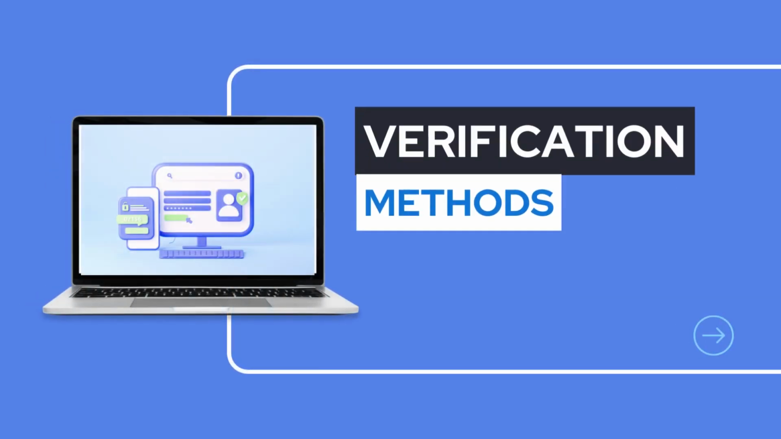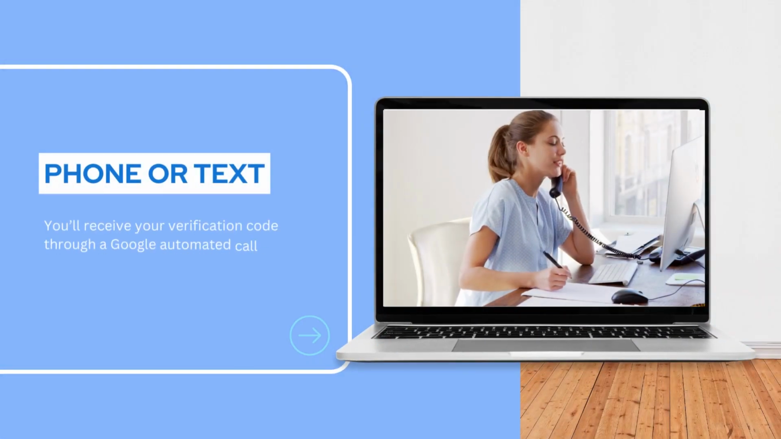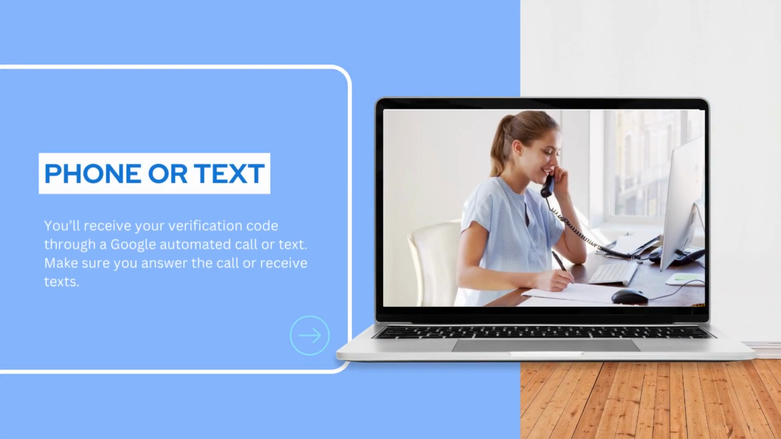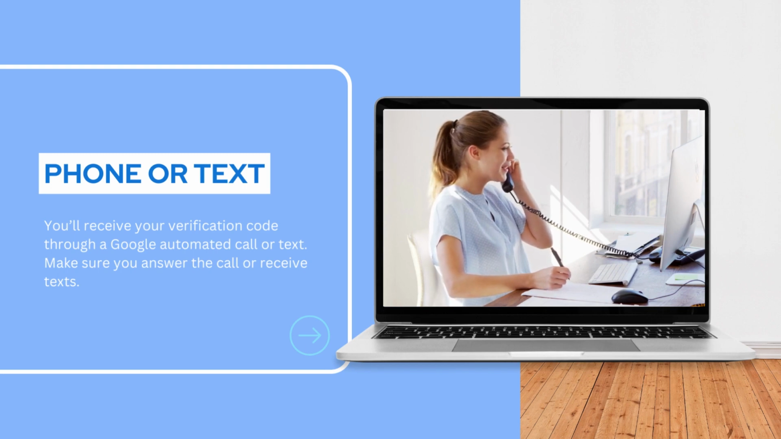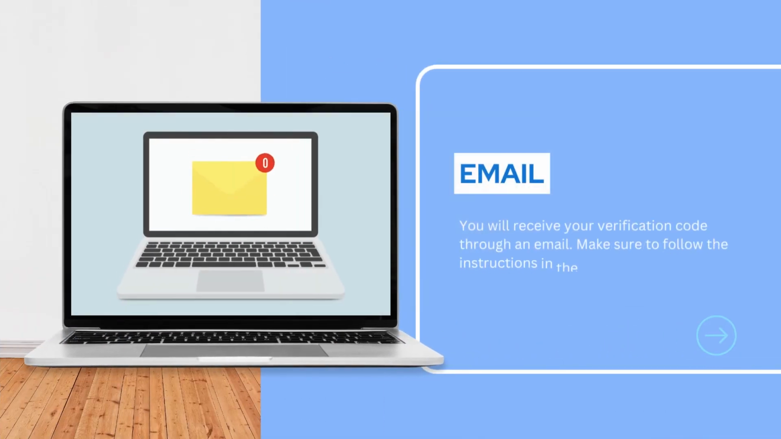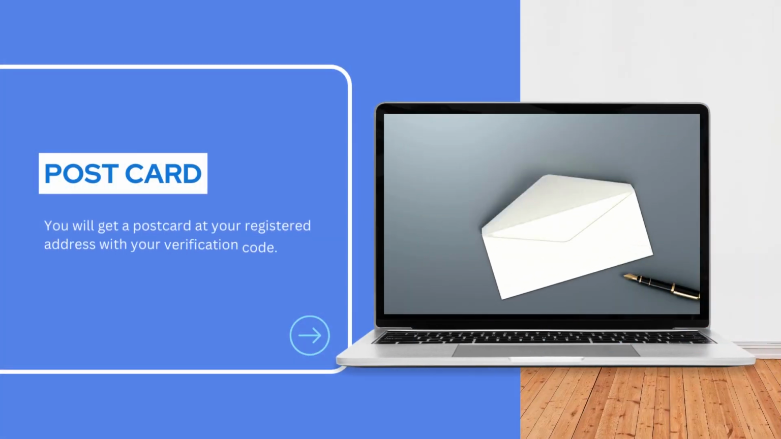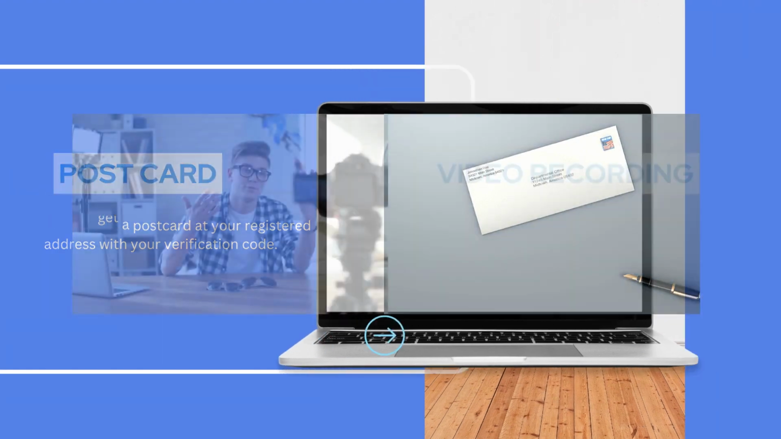You need to select a verification method. If you select phone or text, you'll receive your verification code through a call or text. Make sure you answer the call or receive texts. If you select email, you will receive your verification code through an email. The postcard option. You will get a postcard at your registered address with your verification code.